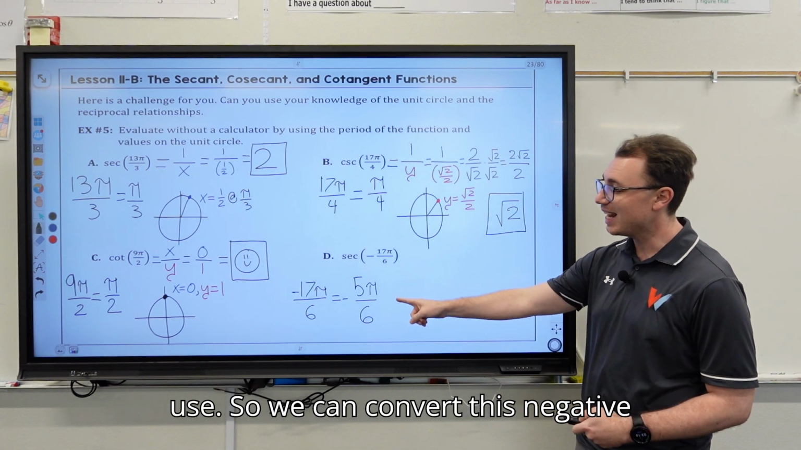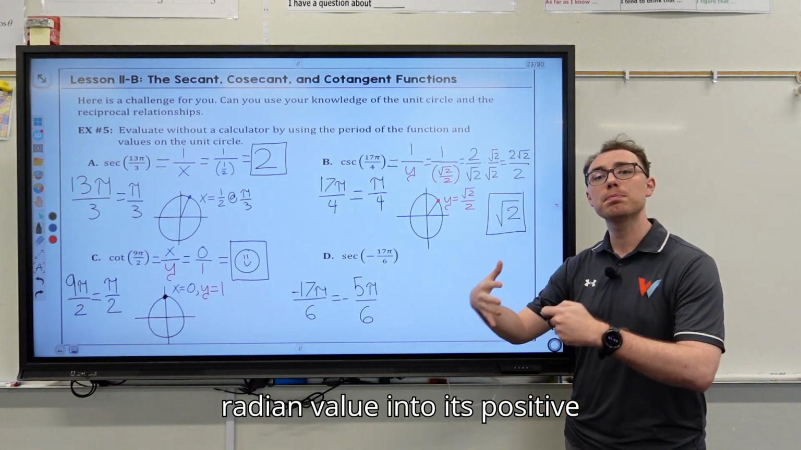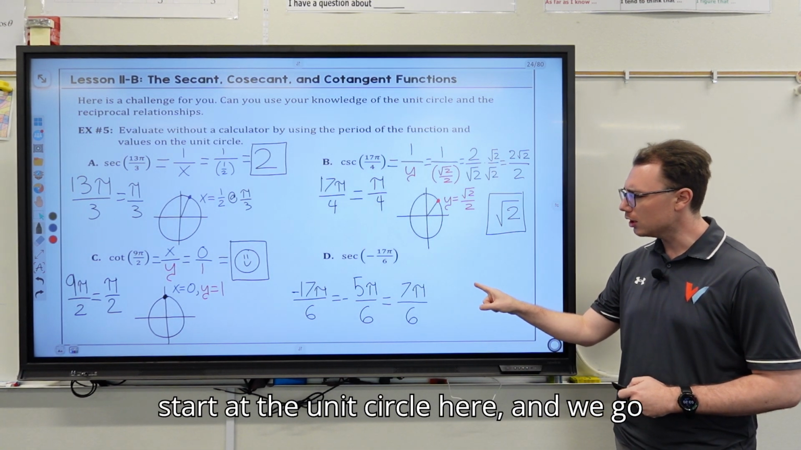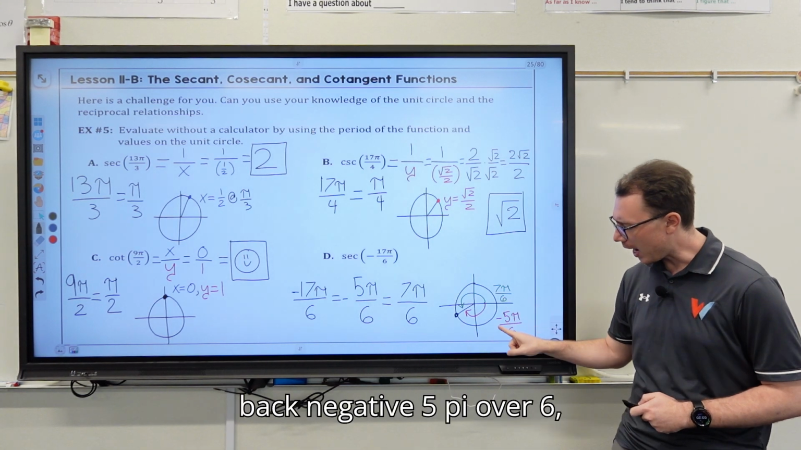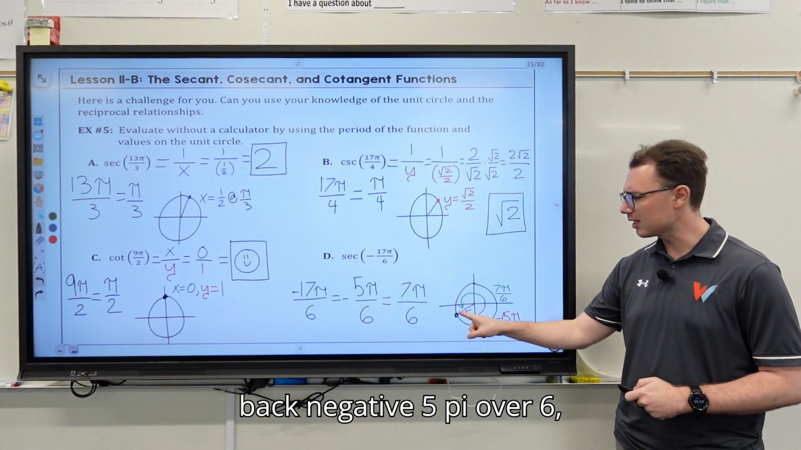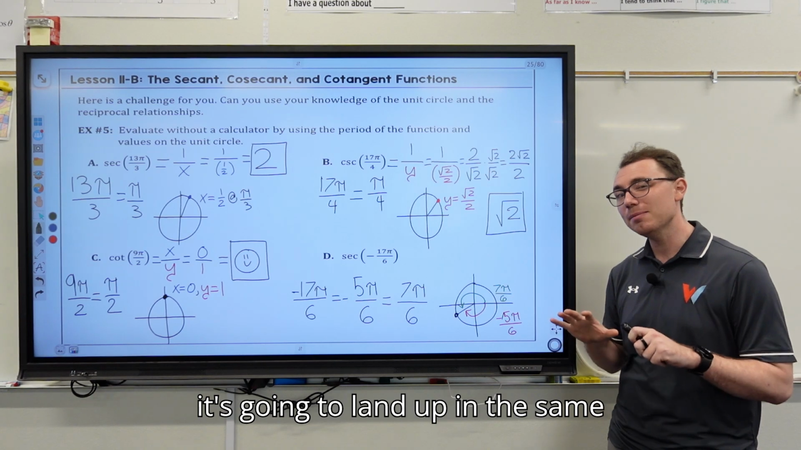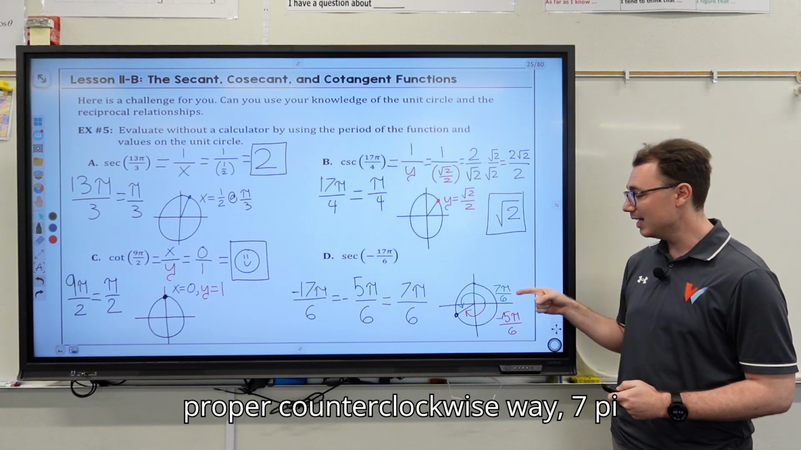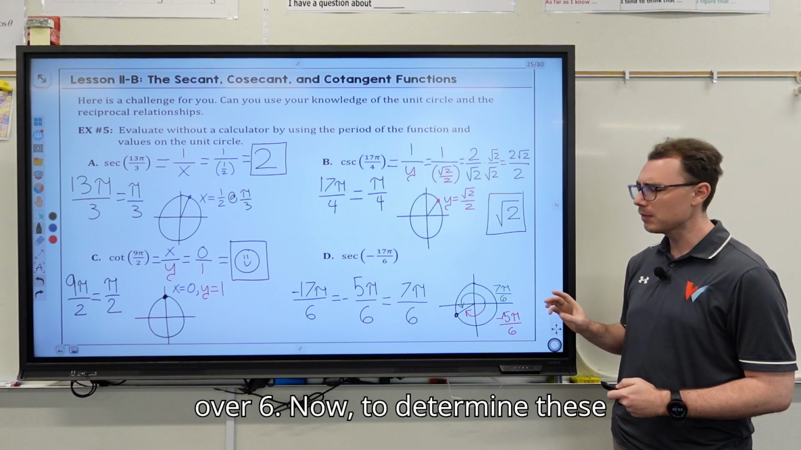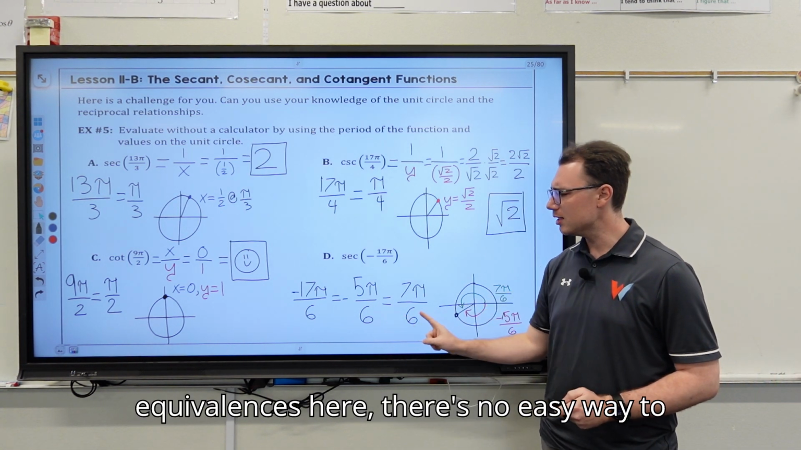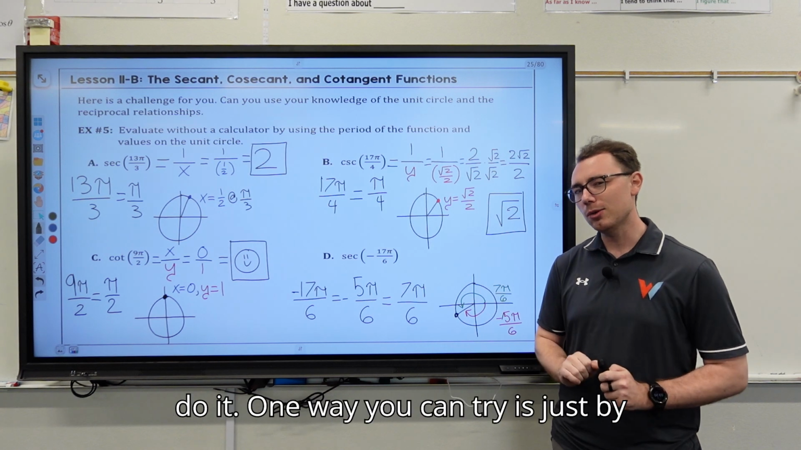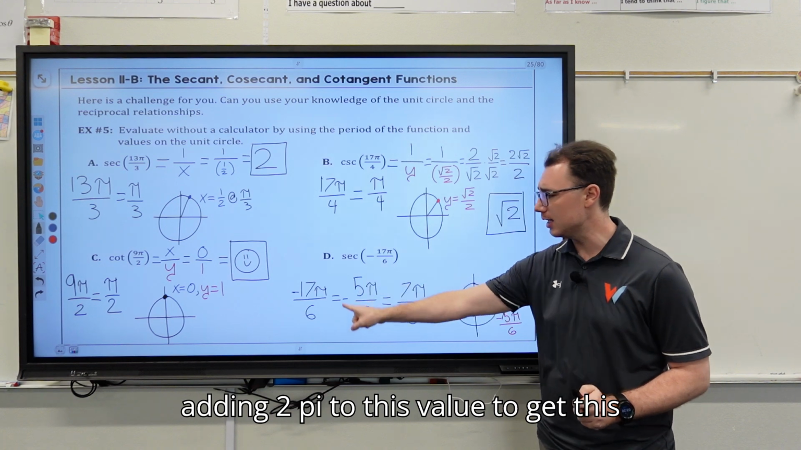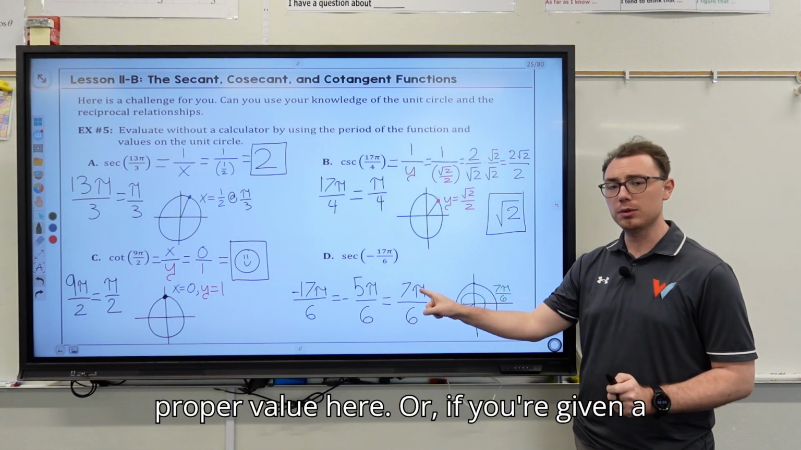So we can convert this negative radian value into its positive equivalent. What I mean to say is, if we start at the unit circle here, and we go back negative 5 pi over 6, it's going to land in the same position as though we went the proper counterclockwise way, 7 pi over 6. Now to determine these equivalences, there's no easy way to do it. One way you can try is just by adding 2 pi to this value to get this proper value here.